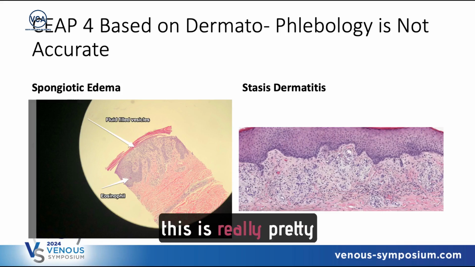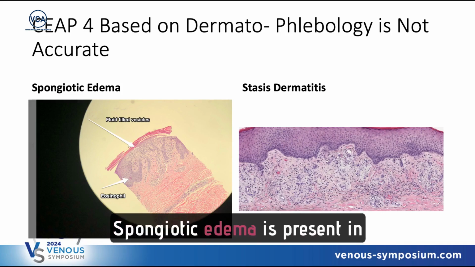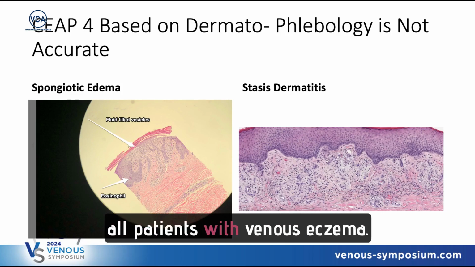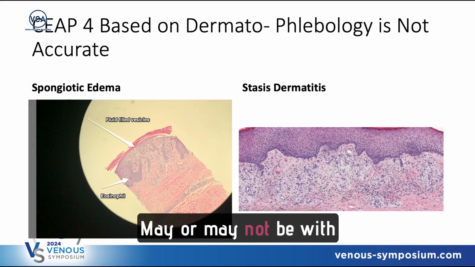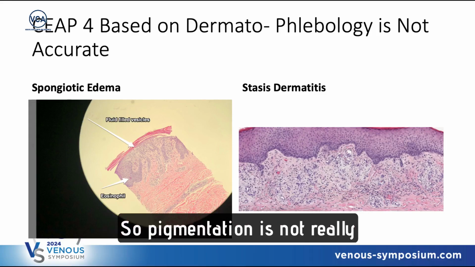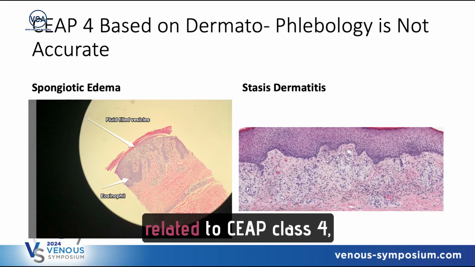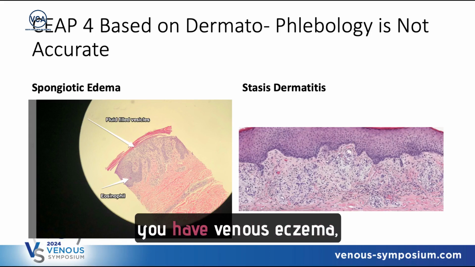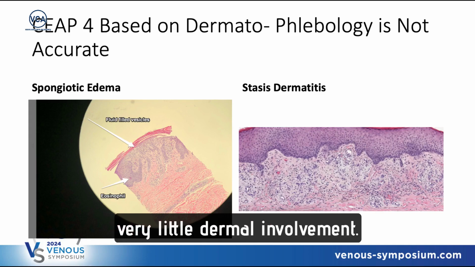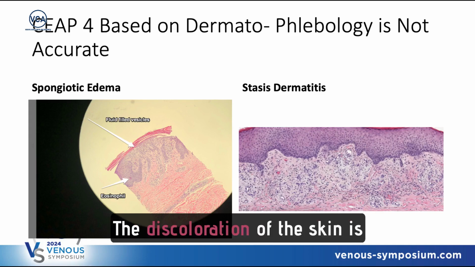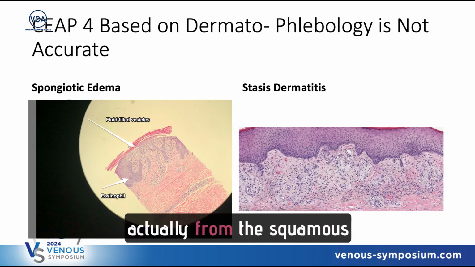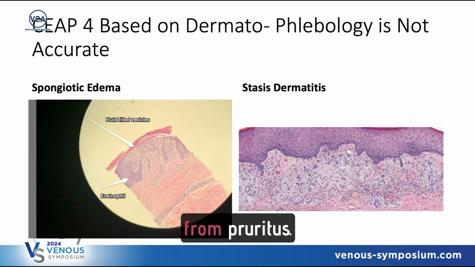Well, this is really pretty inaccurate. Spongiotic edema is present in all patients with venous eczema, may or may not be with stasis dermatitis. So pigmentation is not really related to CEAP class 4, except when you have stasis. When you have venous eczema, you have spongiotic edema with very little dermal involvement. The discoloration of the skin is actually from the squamous epithelium and usually from perforators.